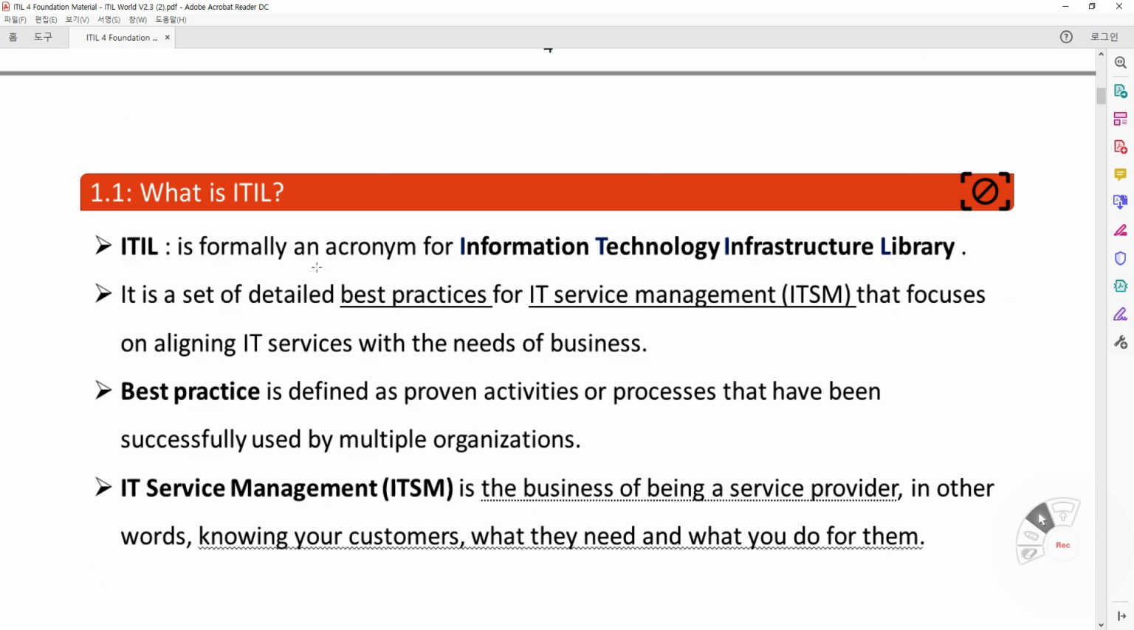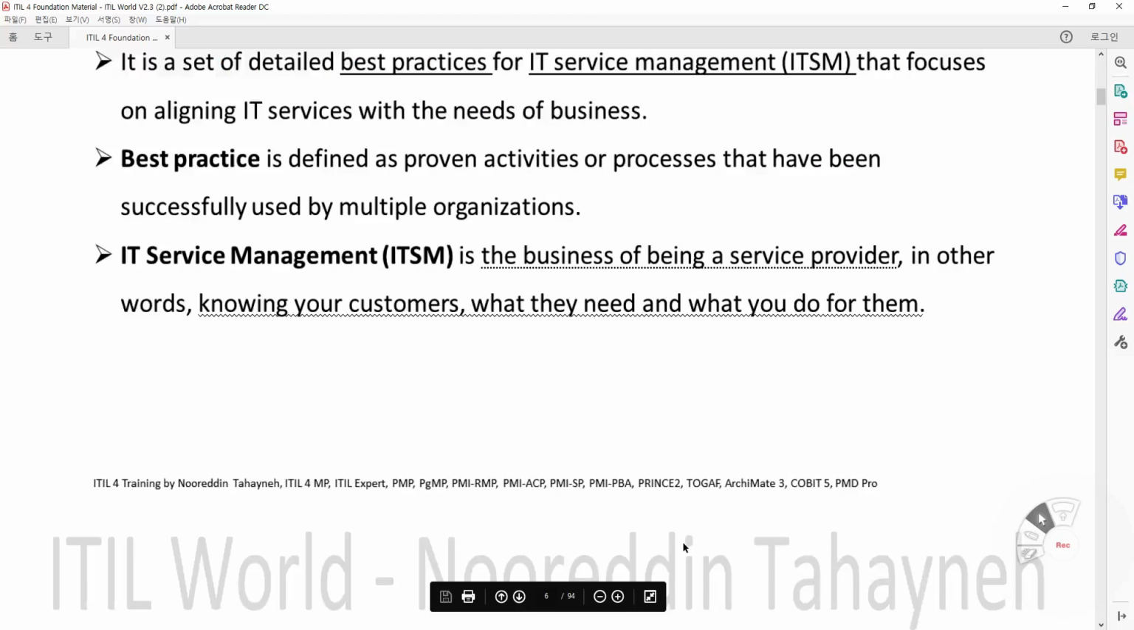ITIL is formally an acronym of Information Technology Infrastructure Library. It is a set of detailed best practices for IT service management, ITSM, that focuses on aligning IT services with the needs of businesses. Best practice is defined as proven activities or processes that have been successfully used by multiple organizations. IT service management, ITSM, is the business of being a service provider. In other words, knowing your customers, what they need, and what you do for them.